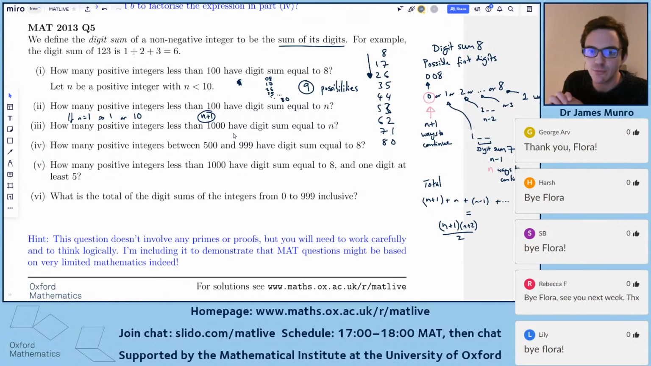There's this part about having at least one digit equal to 5 that I quite like as a follow-on. Let's pretend we've done part 4, and we've found all of the numbers between 500 and 999 that have digit sum equal to 8. Let's pretend we've counted them; it was a lot of work. Can I have suggestions in chat about how you would do part 5? How would you work out how many numbers there are, with no restriction on what the first digit is, but you've got to have at least one of your digits at least 5? So one of your digits has got to be 5, 6, 7, 8.